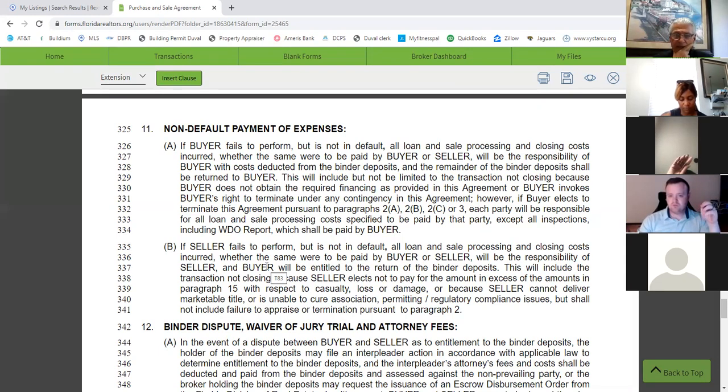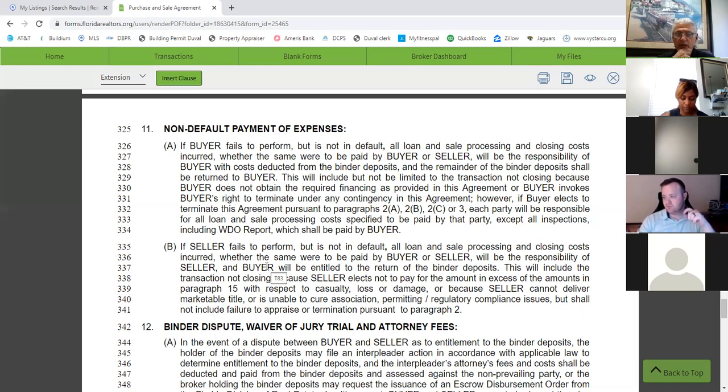Let's see, does it give an example? It doesn't even give an example. I don't know where that would come up. This will include but not be limited to a transaction not closing because the buyer does not obtain the required financing as provided in this agreement, or the buyer invokes the buyer's right to terminate under any contingency in this agreement. Okay.